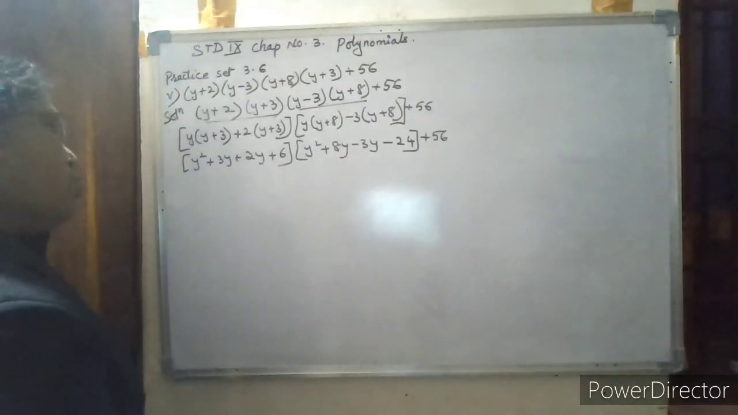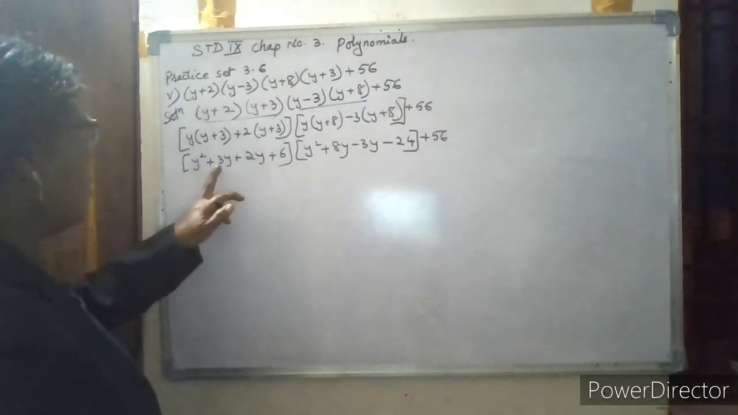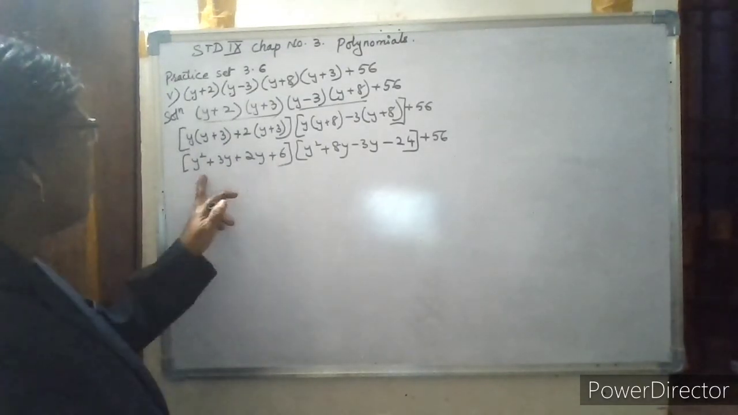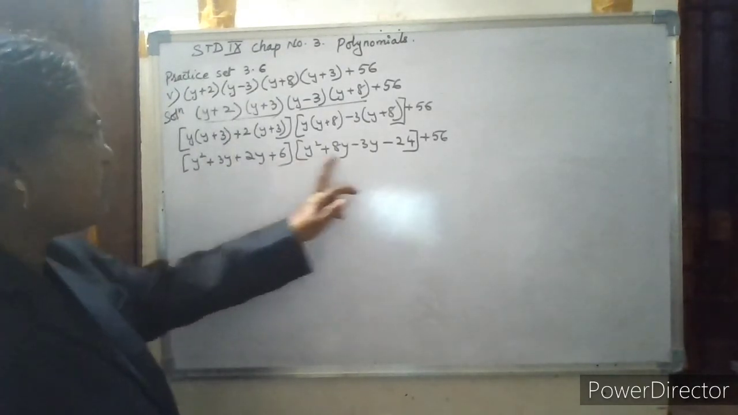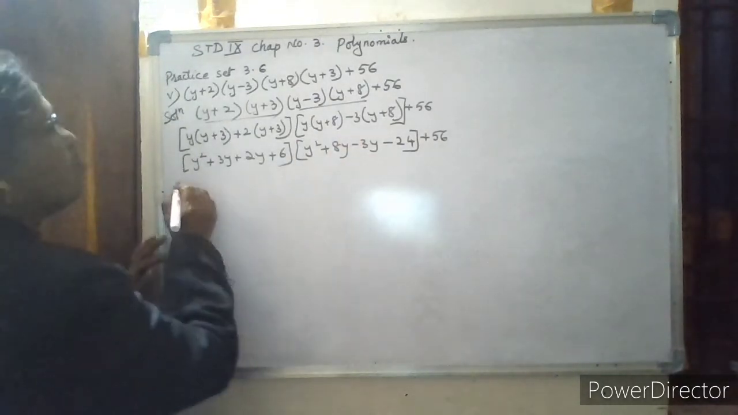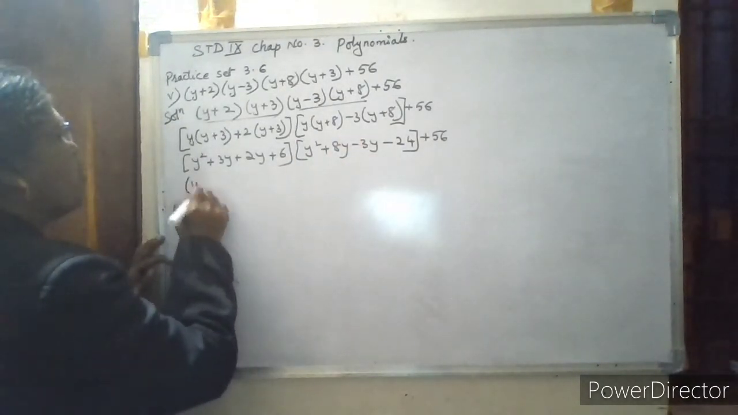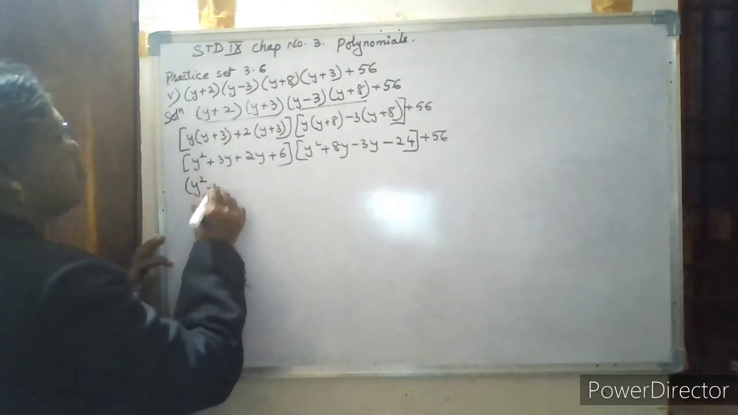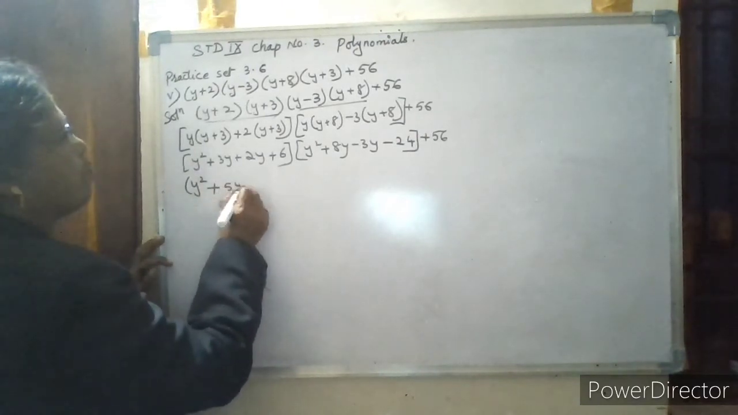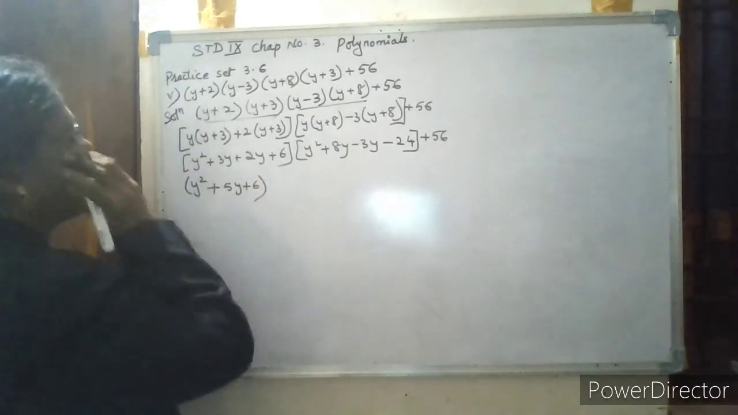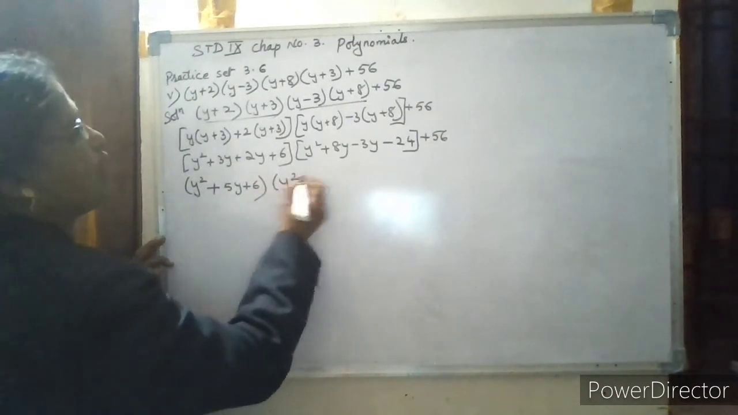Now here, see, we have got similar terms, here also similar terms are there. So simplify it, you get y squared plus 5y plus 6. The next one again is y squared.